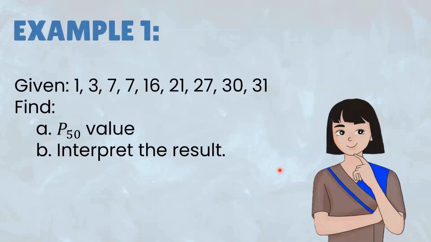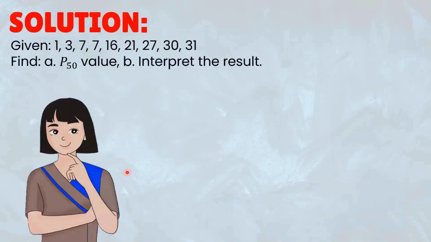Okay, this time, let's have an example for percentiles. Given, we have the following values: 1, 3, 7, 7, 16, 21, 27, 30, and 31. We have to find the percentile 50 value, and we have to interpret the result.